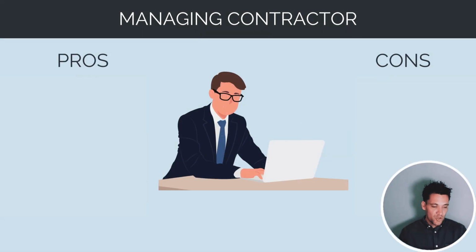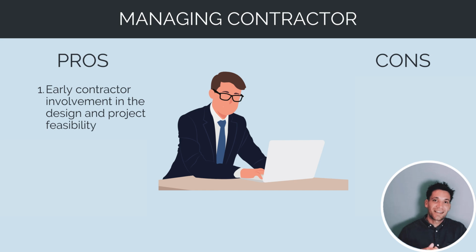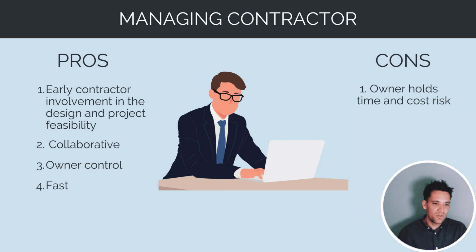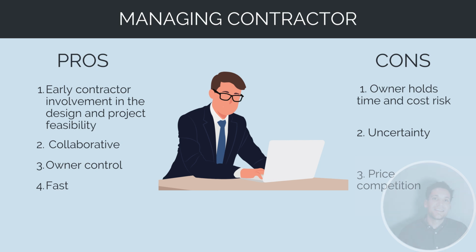So why would a developer choose this model? Well, the early contractor involvement gets the contractor involved in the design and feasibility of the project. So you get their expertise and construction input early on. The owner and the contractor can work together, so it's very collaborative, and the owner still retains a lot of control, so he can easily change things later on. It's also fast, so they can engage a contractor relatively quickly. The cons are that the owner will hold the cost and time risk. So there's more uncertainty and risk for the owner. It's not transferred to a contractor, and they can't select a contractor based on price competition. So they're not leveraging price competition in the market to choose a contractor. They're choosing them based on their skills and expertise.